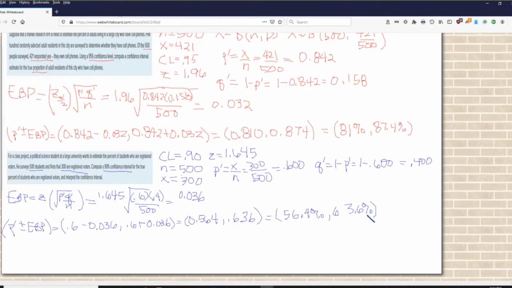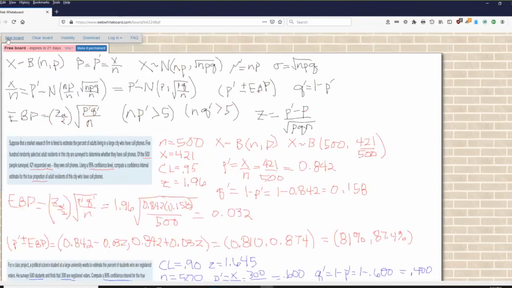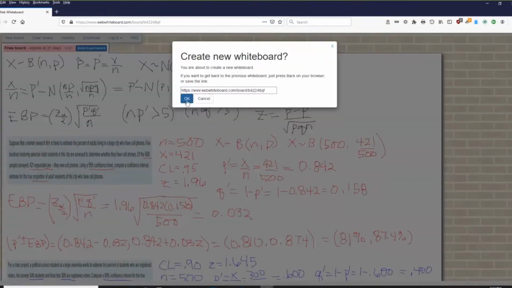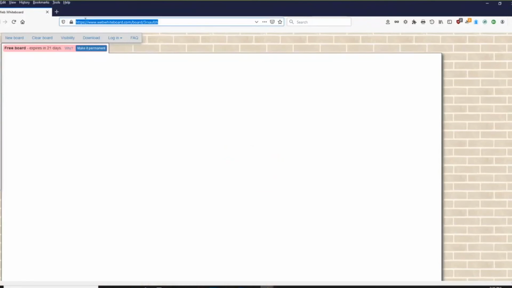Okay. Let's do another board. Now, when we're dealing with proportions, if the sample size is really small, then sometimes we need to do what is called the plus 4 confidence interval for P. And this tends to make things more accurate when your sample sizes are small. And so what you do with that is we're going to add whatever your n value is, we're going to add 4 to that.